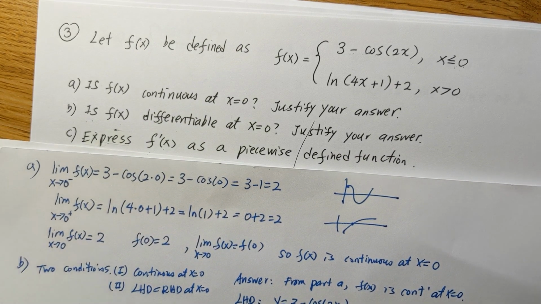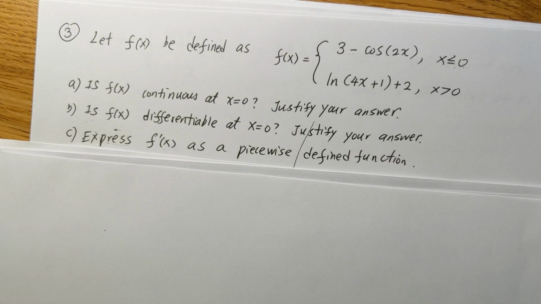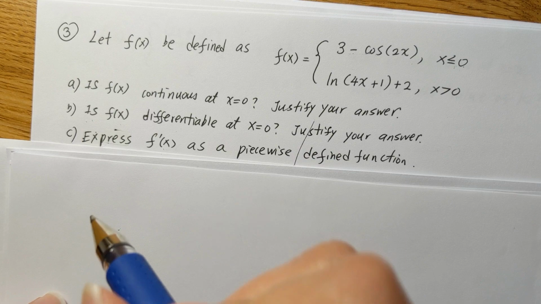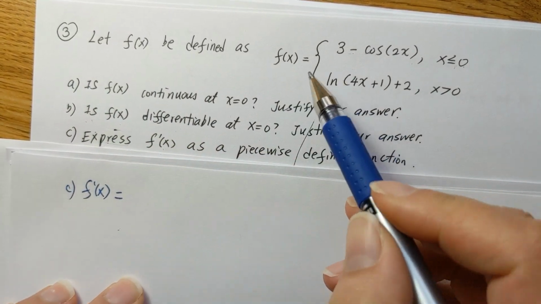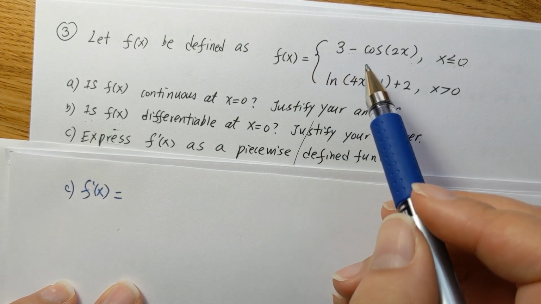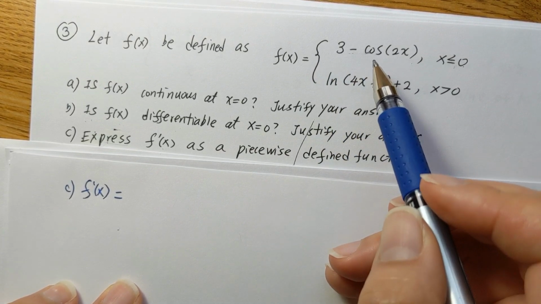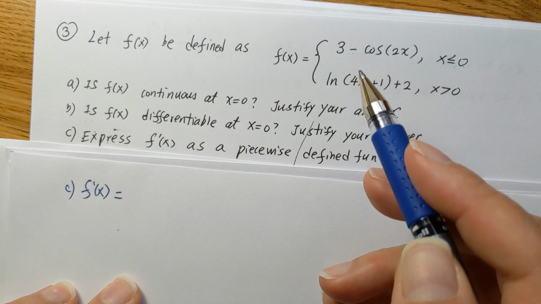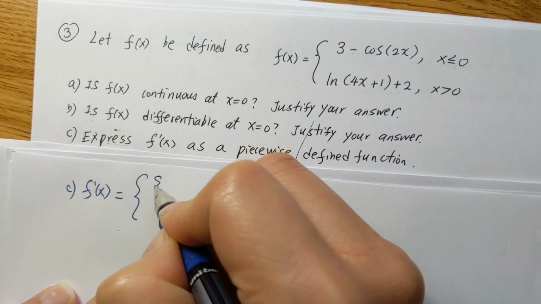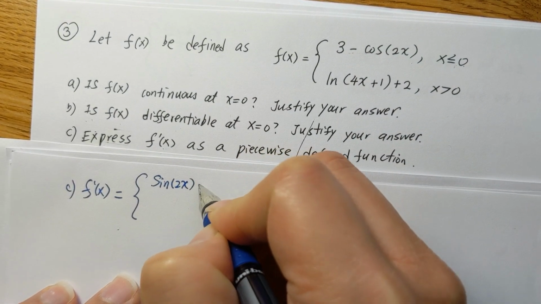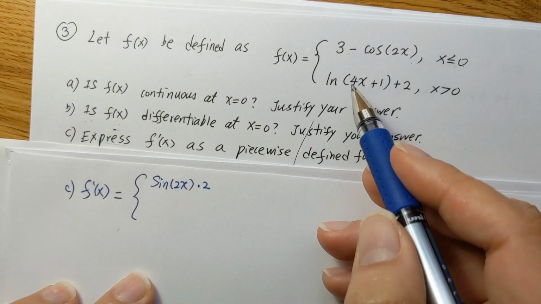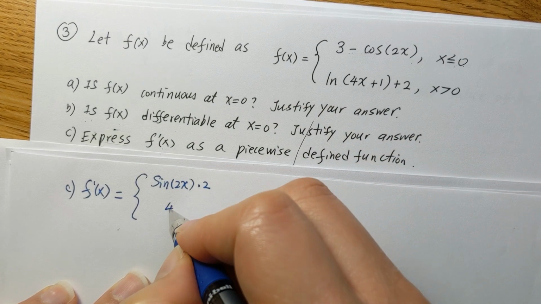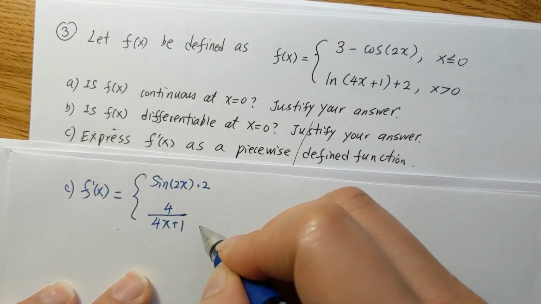So now we are going to find f prime of x, which is a derivative. Based on your part B, we already found the derivative of this one, that is sine 2x times 2. So we put sine 2x times 2. You can swap the order. And then for this one, you got 4 over 4x plus 1.